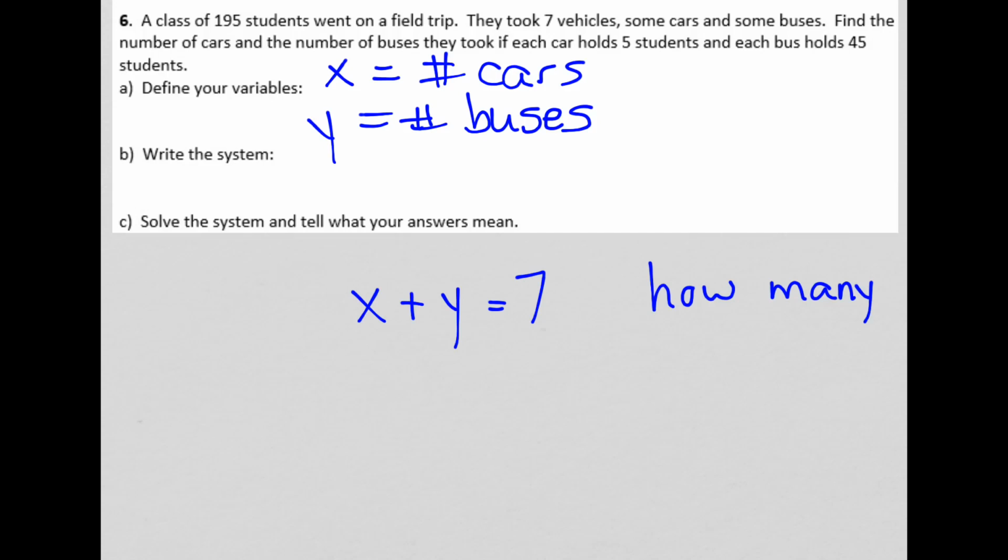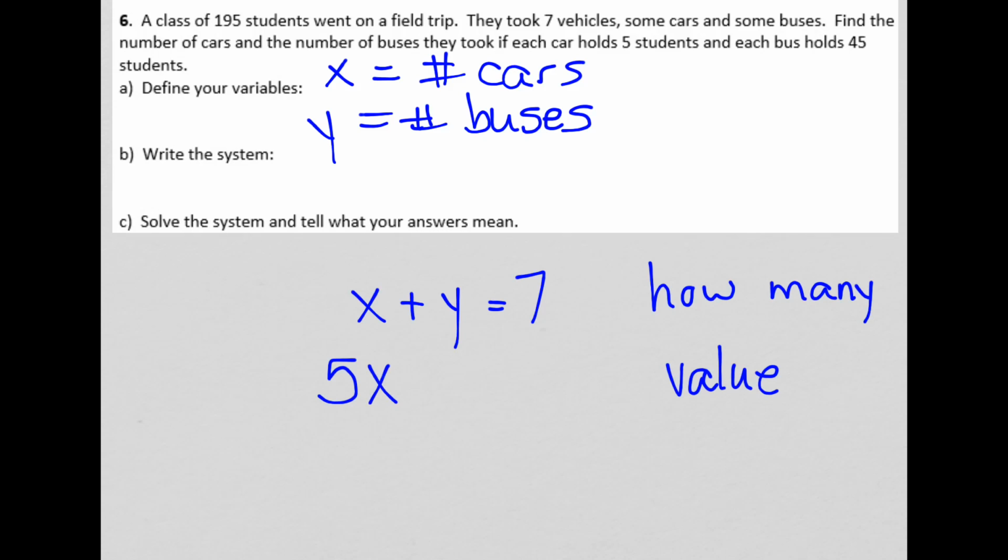Now let's put a value on each one. Well, there's no money involved in this problem. What do you mean, Mrs. Bagley? What's the value? Well, how valuable is a car? Each car could hold 5 students. So the value of each car is how many people could ride in the cars. That would be 5 times however many cars there were.